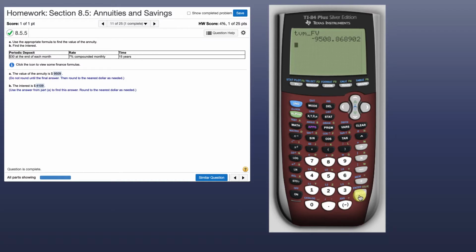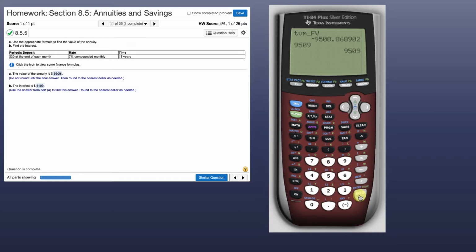9,508.86. If you look at the homework problem, it says do the calculations and then round your final answer. So if I round, that's $9,509, right? So that's the answer for part A.